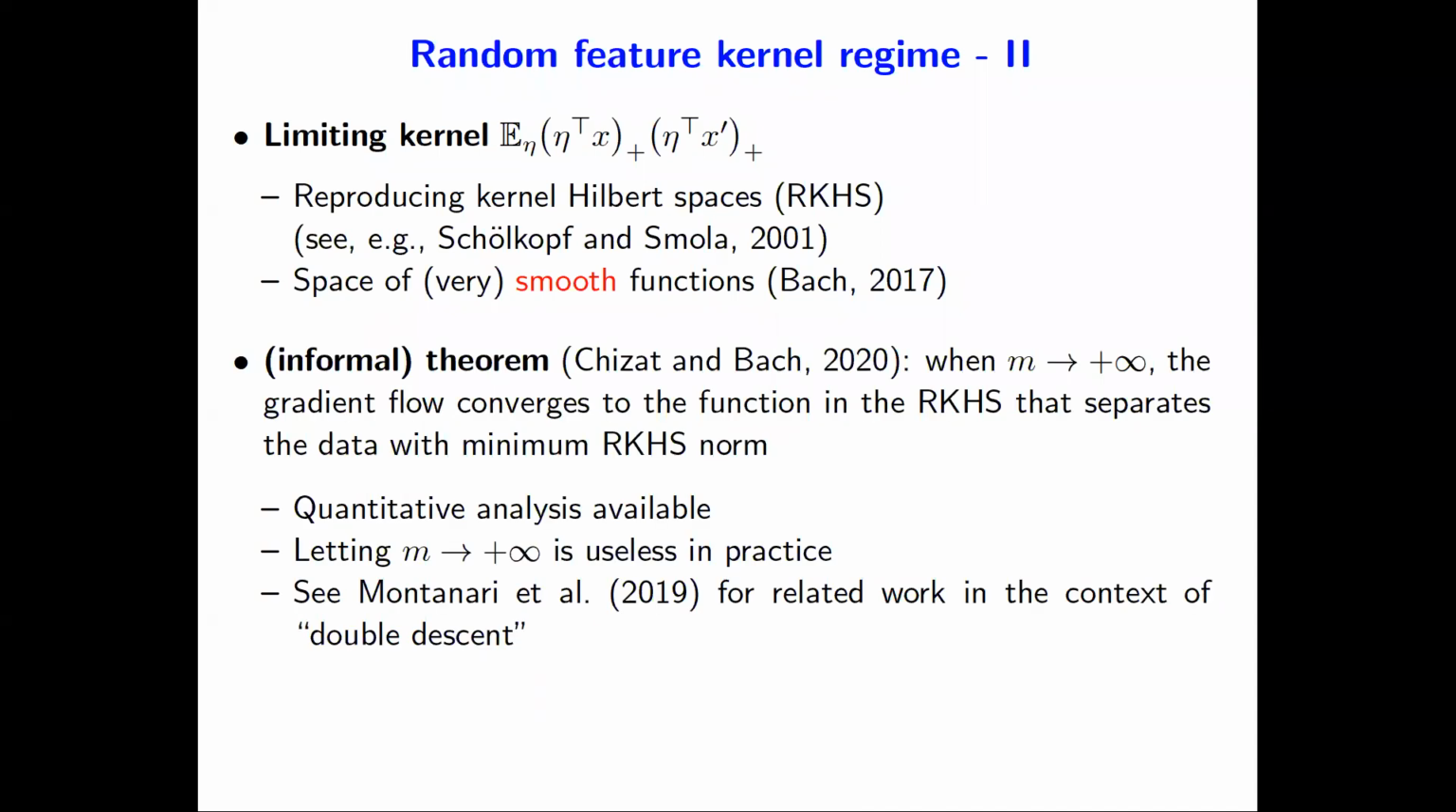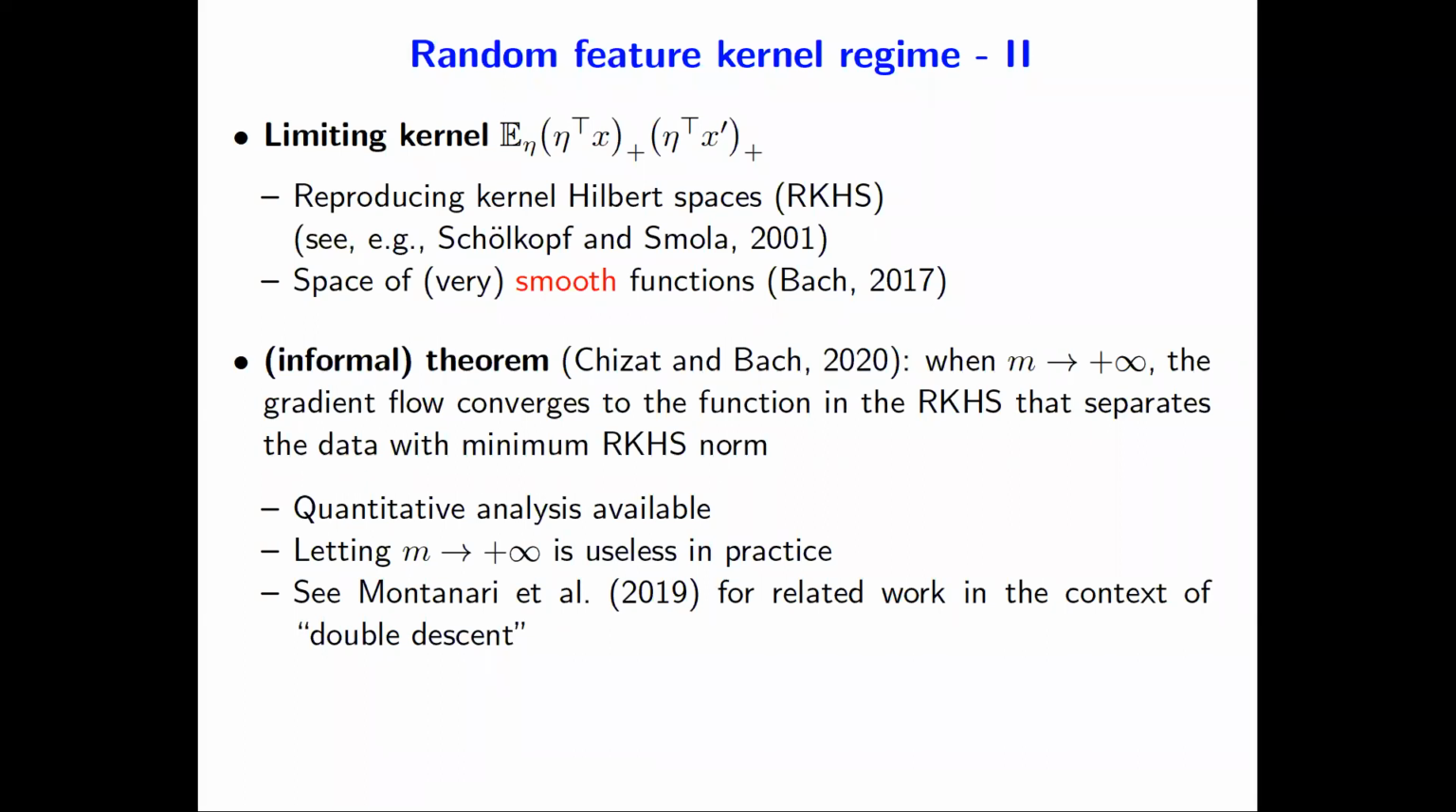And what we obtain with Lenaic, in a recent paper of this year, is that when the number of neurons goes to infinity, then we converge to the minimum norm separator in that space, with the minimum RKHS norm. In that case, we get some quantitative analysis, because in fact we have a linear model, so we are back in the convex world, both in m and t.